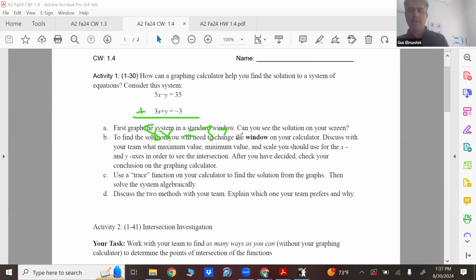8x equals 32, right? X equals 4. That took like 5 seconds. Plug in 4 into one of these equations, solve for y, and look at that. I got my answer. So that's a great technique.